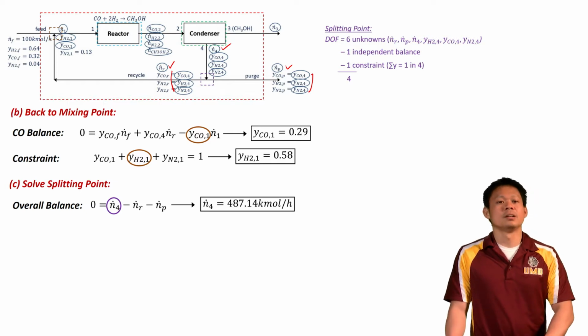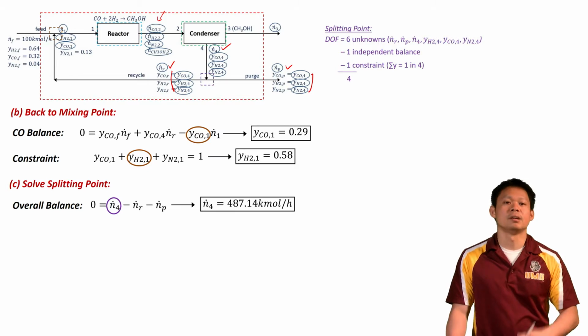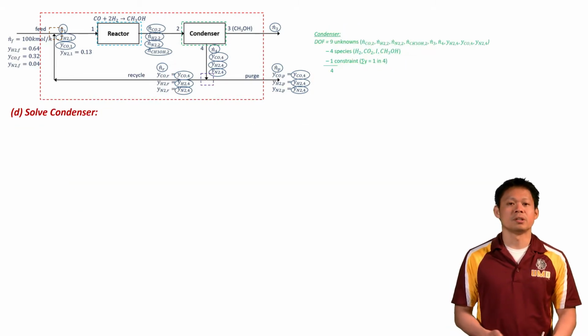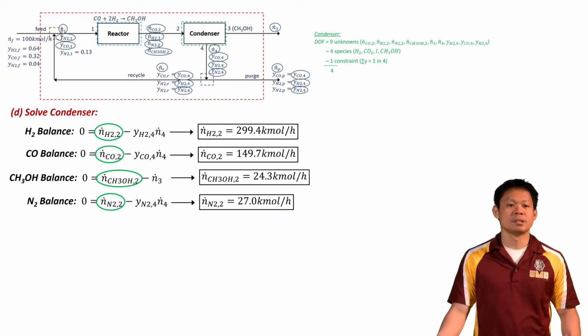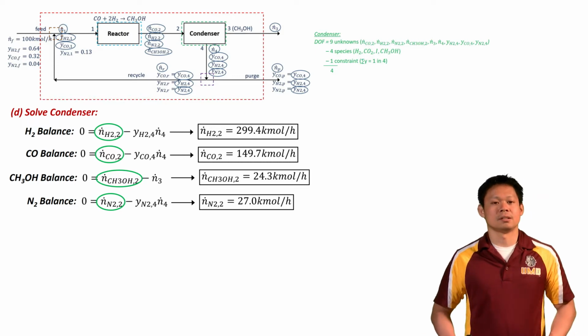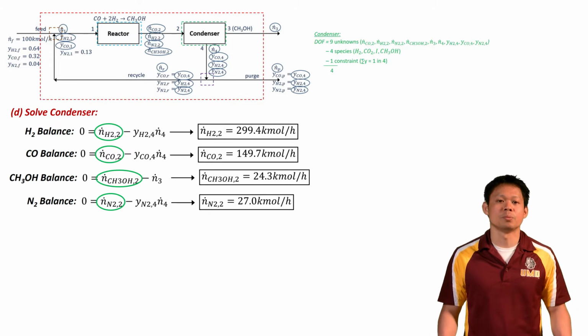Once we have that, we only have stream 2 that is left unsolved right now, and the one that drops to 0 in this case will be our condenser. So we're going to solve for our condenser down here. Simple in is equal to out for everything that we have there, and with that we end up with the molar flow rates for all the components we need in stream 2.